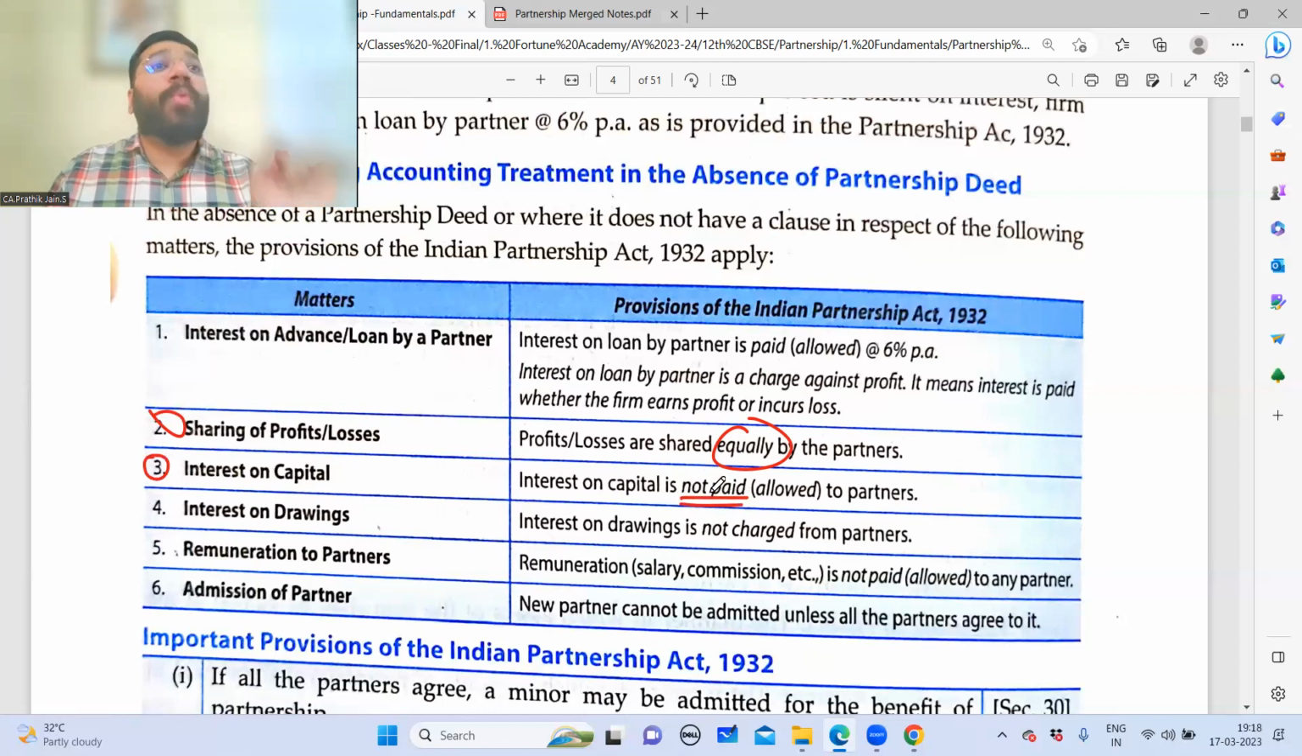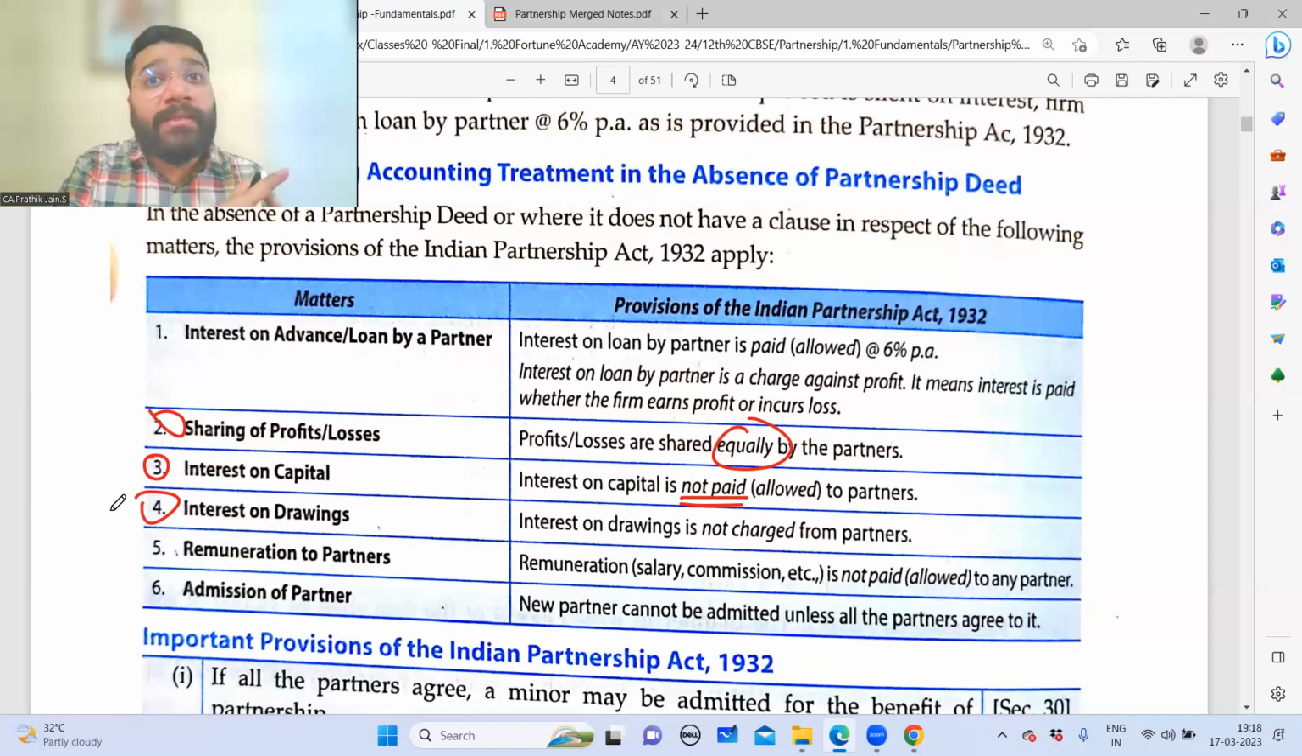So if the partner wants interest on capital, for the firm it is an expense, which means for the partner it is income. So if he wants interest, better get it documented in the agreement, either orally or written, get it documented somewhere. Same way for interest on drawing. Drawing means what? The firm is giving money to the partner. So the partner is withdrawing money from the firm.